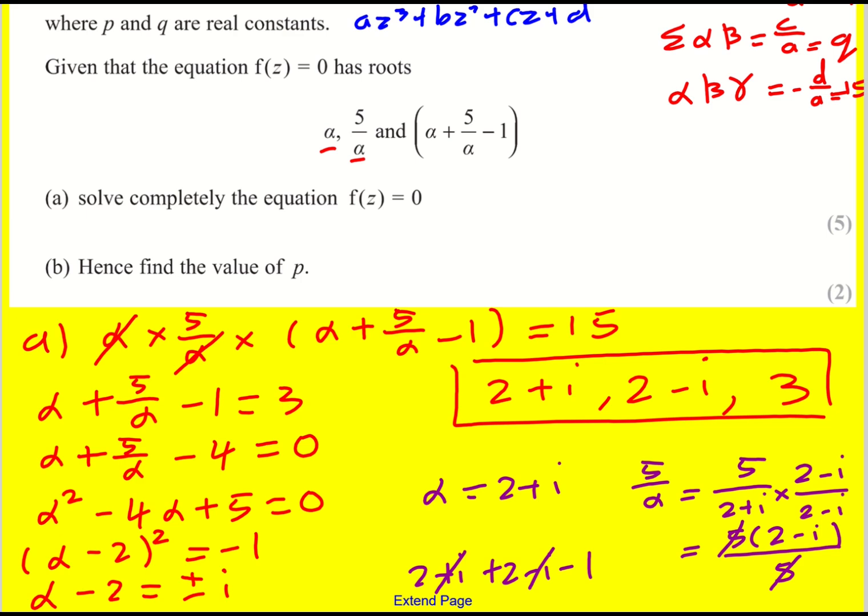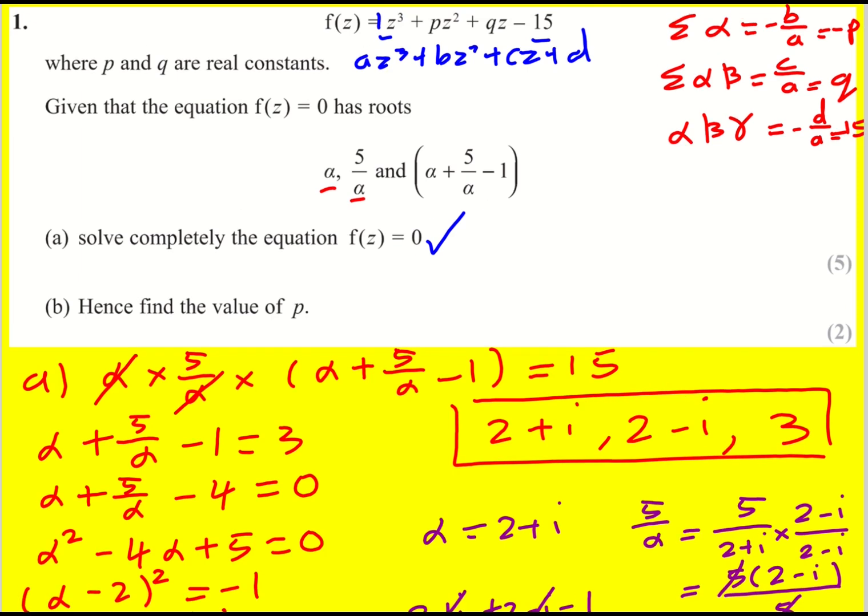Because we are basically there. So I've done that one. Hence, find the value of p. Remember what I said before? I said the sum is equal to minus p. So minus p is going to equal 2 plus i plus 2 minus i plus 3.